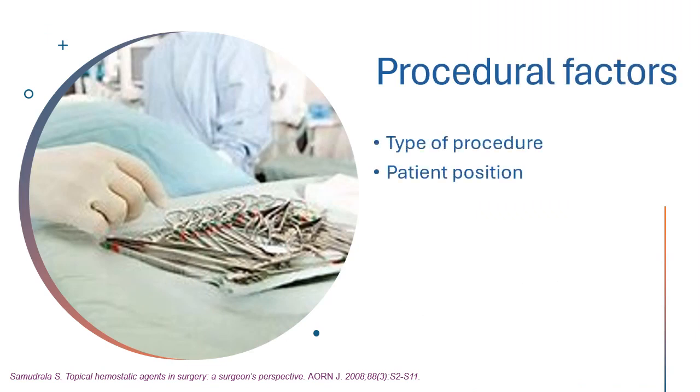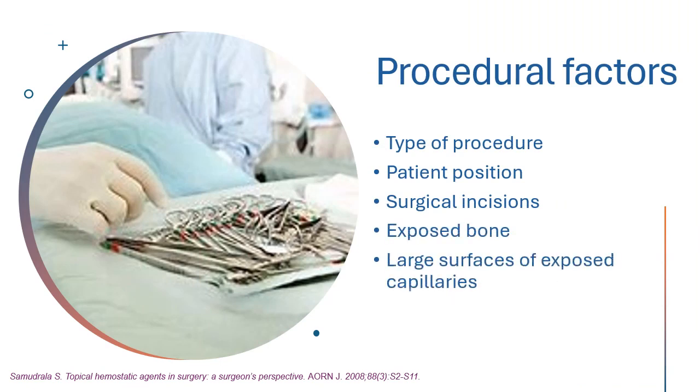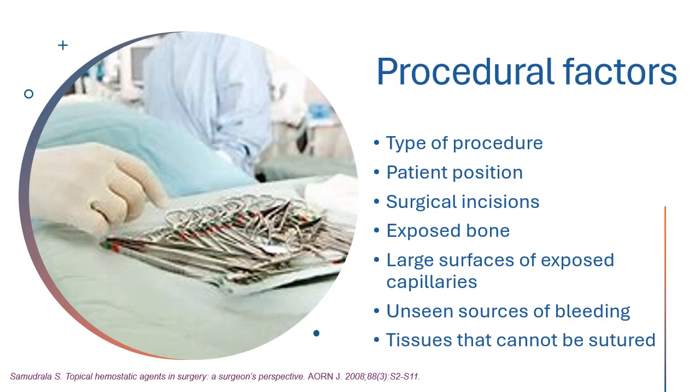The procedural factors contributing to hemorrhage are the type of the procedure itself, the patient position, the surgical incisions, and the amount of bone which is exposed during the surgery, and in case there are large surfaces of exposed capillaries, and unseen sources of bleeding or the tissues that cannot be sutured.